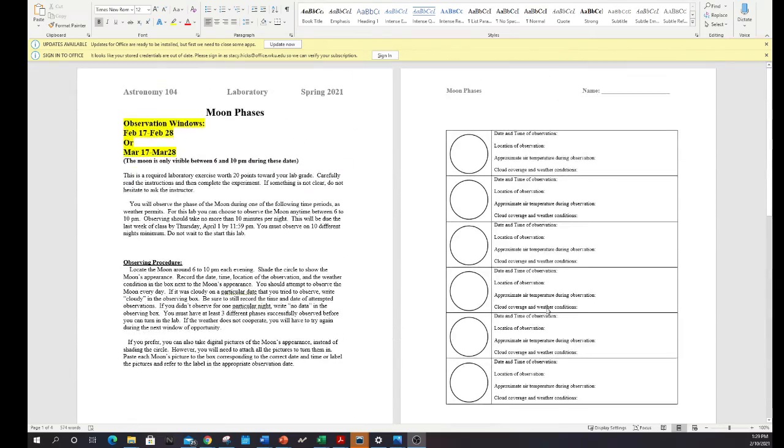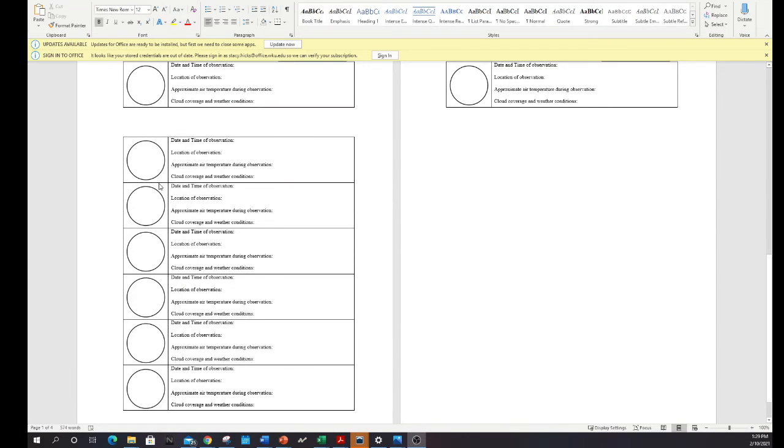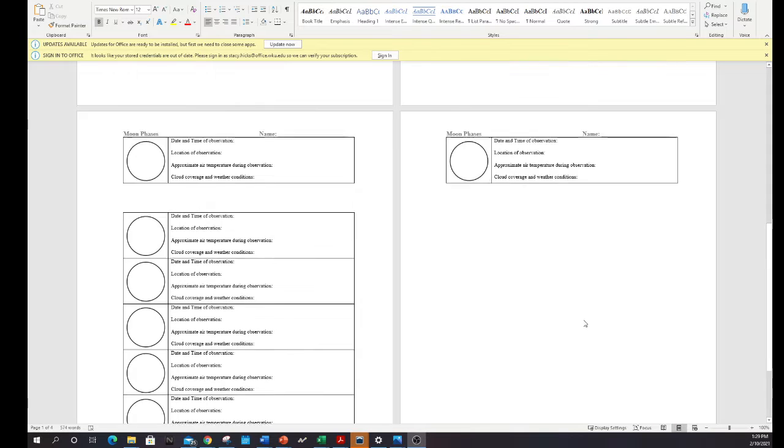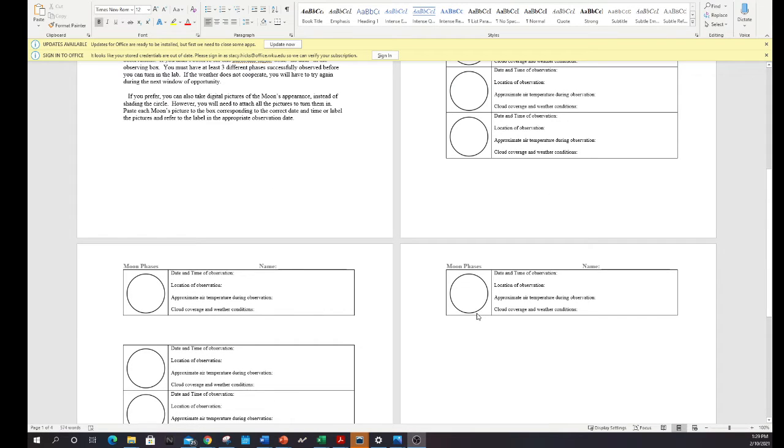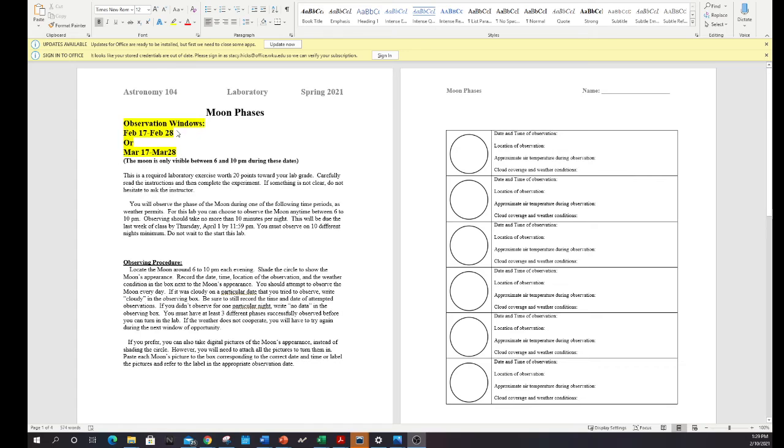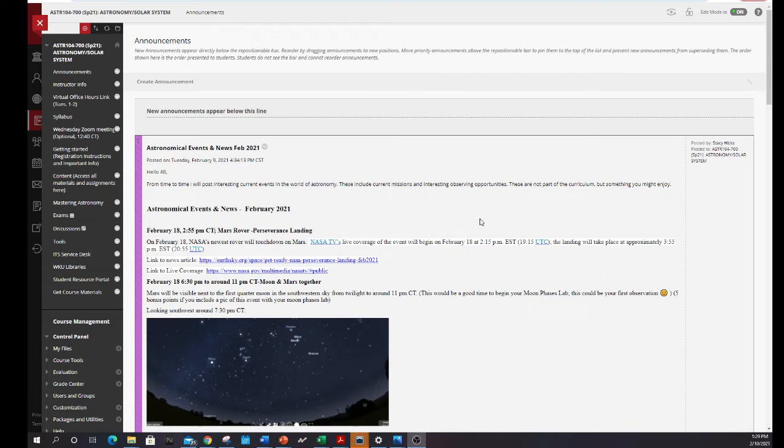And so there's time slots for 14 different days, right? You should try to observe the moon on each of these days in the observation windows. This may be a little short. You may be able to observe either the day before or the day after this, right, to get another observation or two in. But let's talk about why.